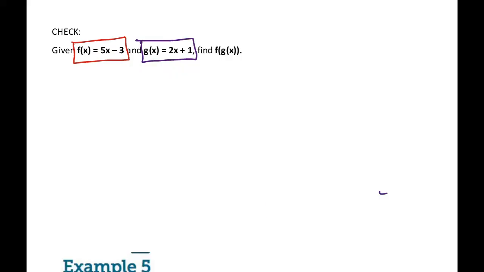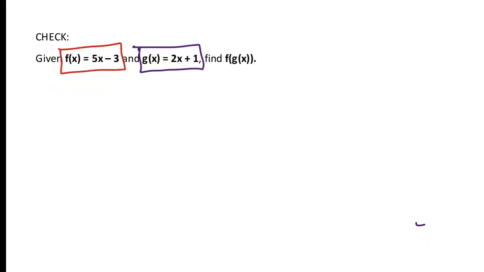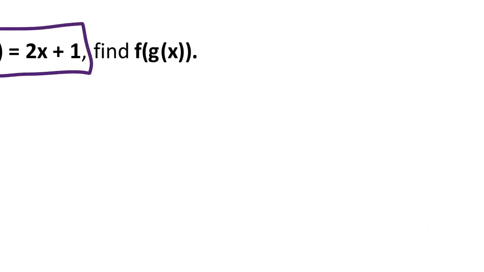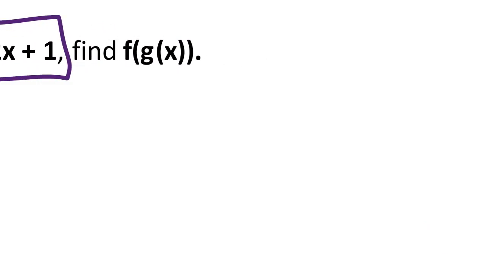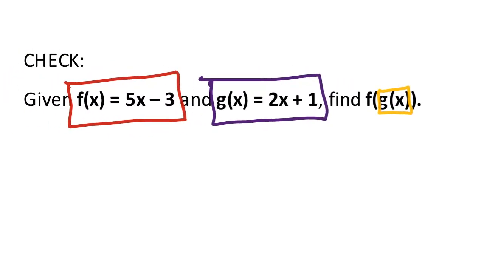Well, which one, when we say f of g of x, is closer to the x? Which one is closest to the x? So I'm looking right at this, f of g of x. Which one is closest to the x? G. So you are going to take all of that g of x, and you are going to replace all of that in for that x.